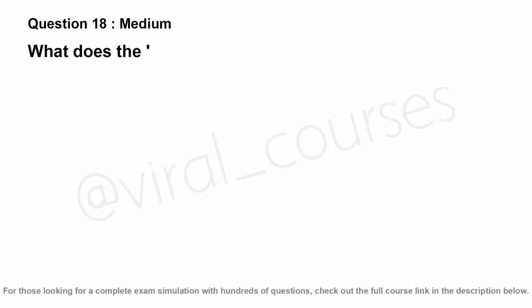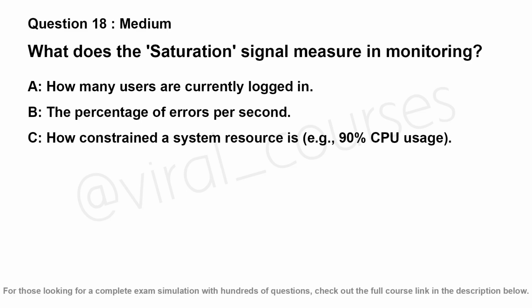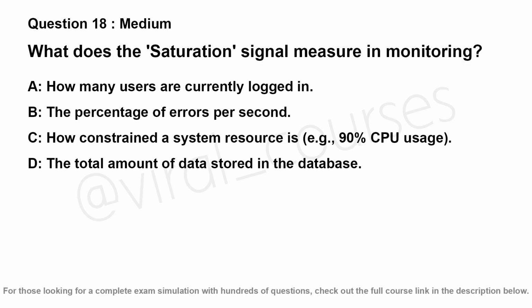What does the saturation signal measure in monitoring? Option A, how many users are currently logged in? Option B, the percentage of errors per second. Option C, how constrained a system resource is, e.g., 90% CPU usage. Option D, the total amount of data stored in the database.